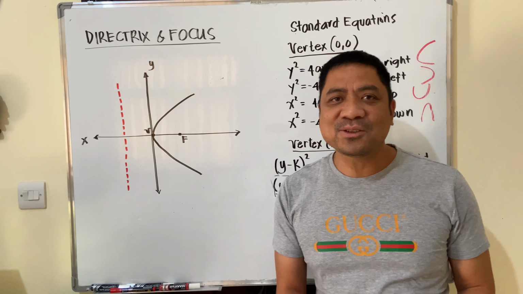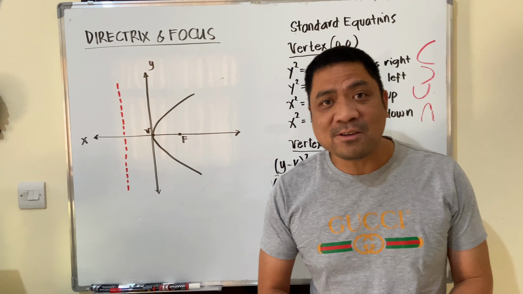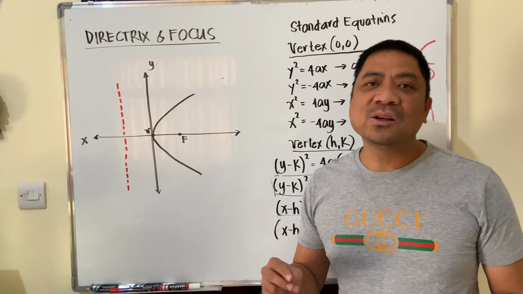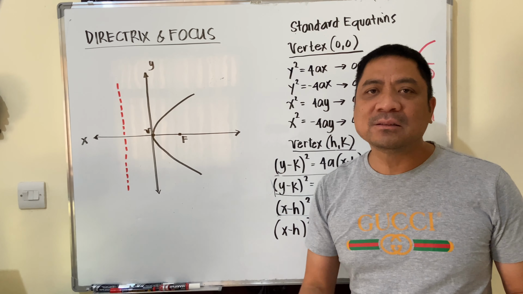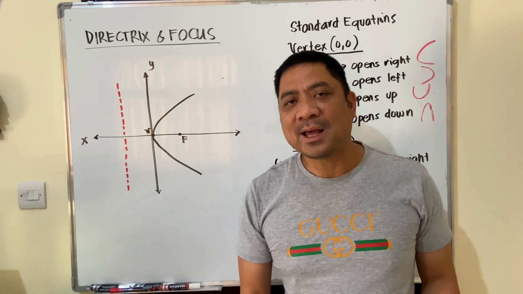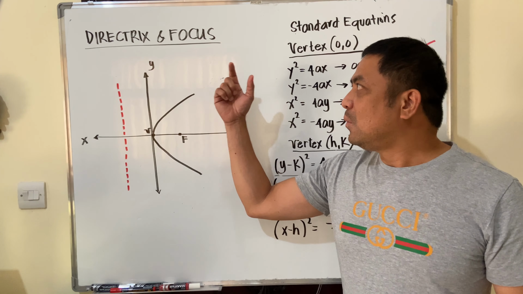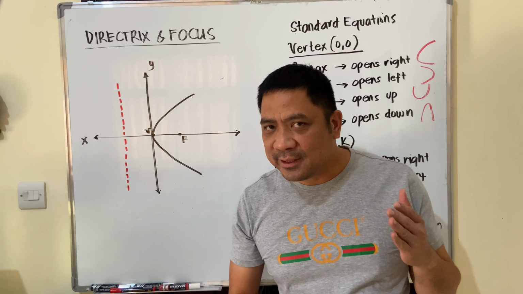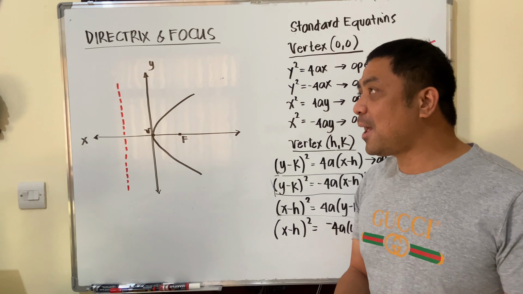Today's lesson is a continuation of our Parabola series. This time we will be focusing on two words commonly encountered when dealing with parabolas: the directrix and focus. We had a short discussion of them in our episode 70, but this time we will have a more detailed explanation about directrix and focus.